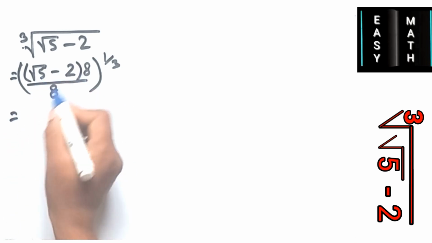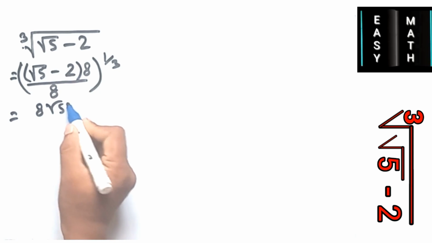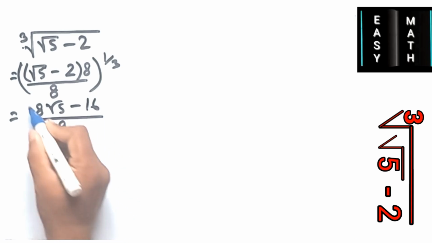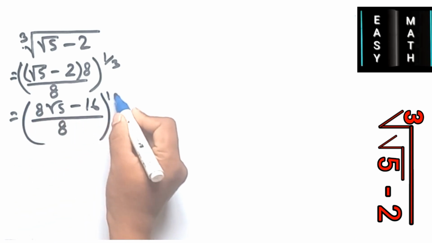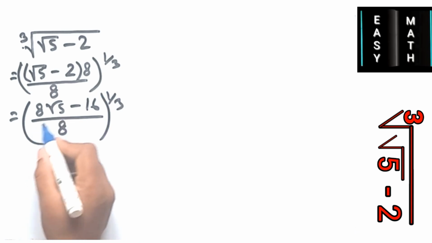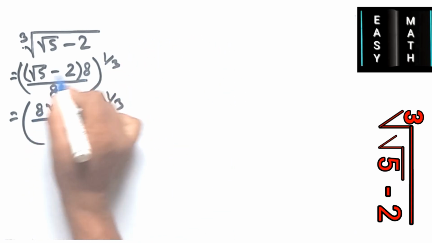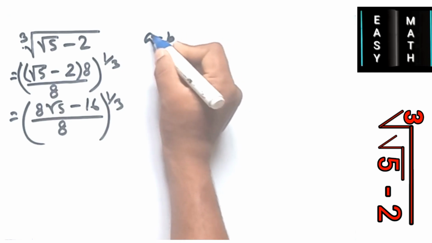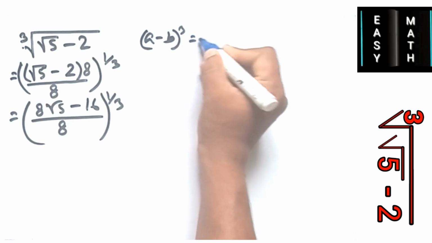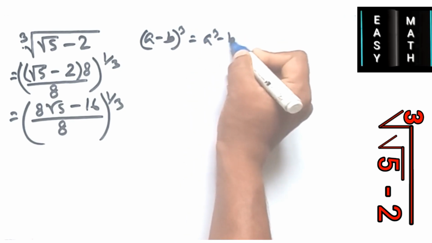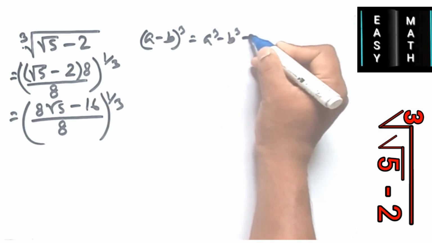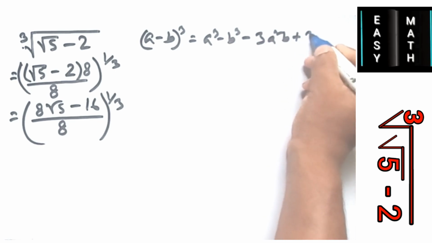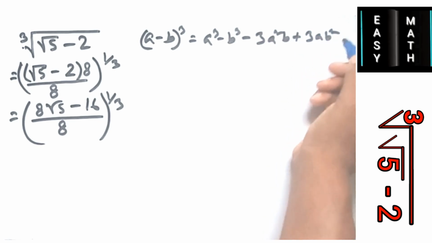So here we can write 8 root 5, and this is 16, and divide by 8, and this is the 1 by 3 power. Because we can use the formula for (a minus b) whole cube, which is a cube minus b cube minus 3a square b plus 3ab square.